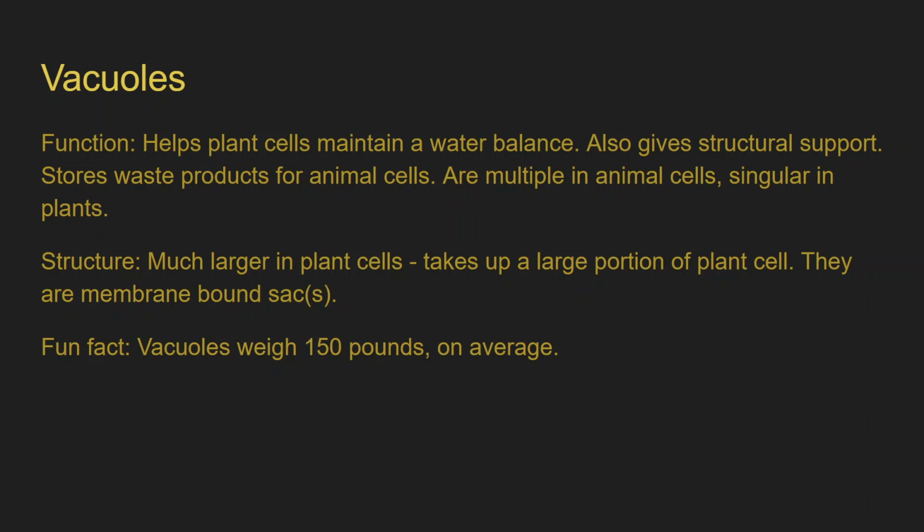The vacuoles. They help plant cells maintain a water balance. They also give structural support. They store waste products for animal cells, and there's multiple of these in animal cells, but there's only one, I think, in plant cells, and it's a lot larger in plant cells. It takes up, I can't remember the exact percentage, sorry, maybe 70%. From the diagrams, that's what I'm getting at least.